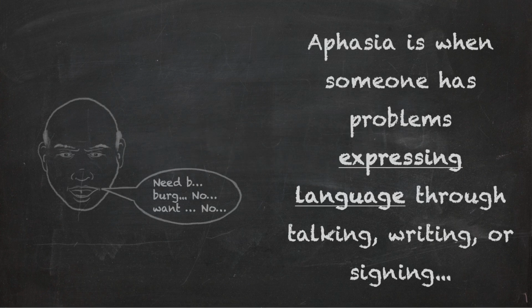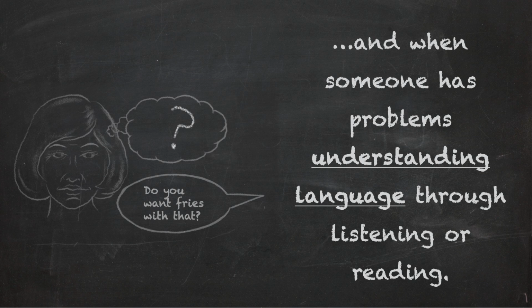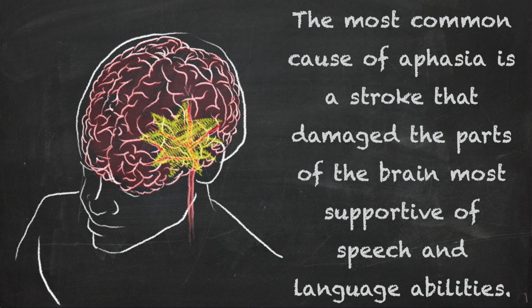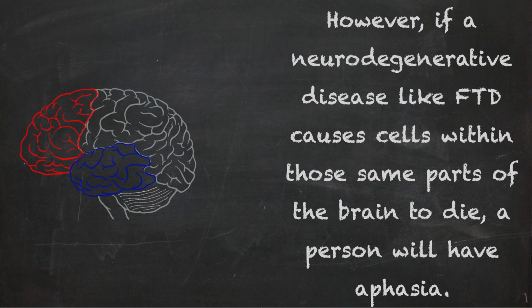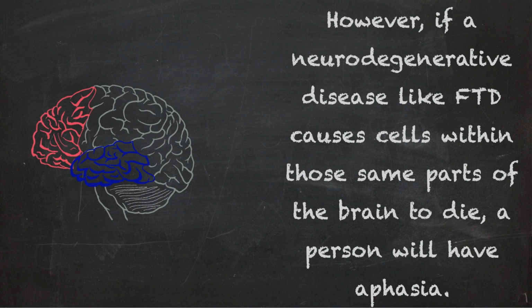Aphasia is when someone has problems expressing language through talking, writing, or signing, and understanding language through listening or reading. The most common cause of aphasia is a stroke that damaged the parts of the brain most supportive of speech and language abilities. However, if a neurodegenerative disease like FTD causes cells within those same parts of the brain to die, a person will have aphasia.